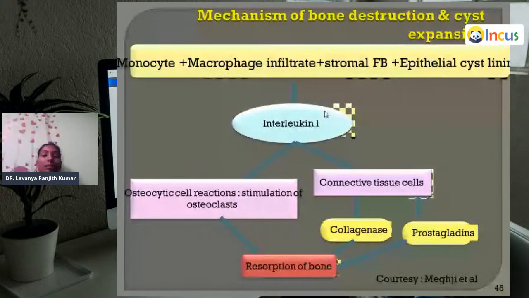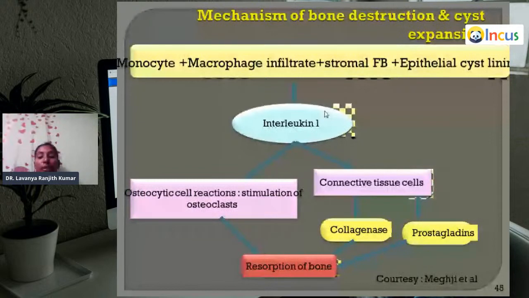Another mechanism is the bone destruction or bone resorption theory. According to that theory, monocyte macrophage infiltrate, stromal fibroblasts and the epithelial lining release interleukin 1, and that induces an osteolytic reaction by stimulating osteoclasts, which results in resorption of the bone, so that the cystic cavity expands.